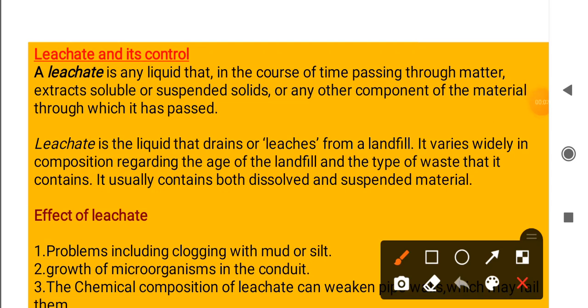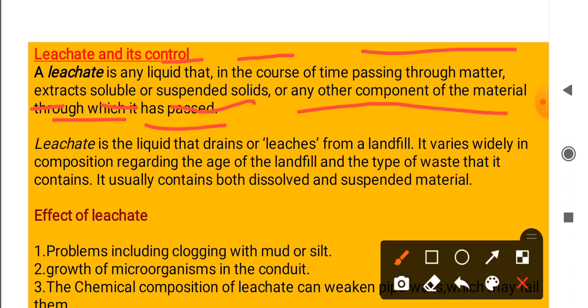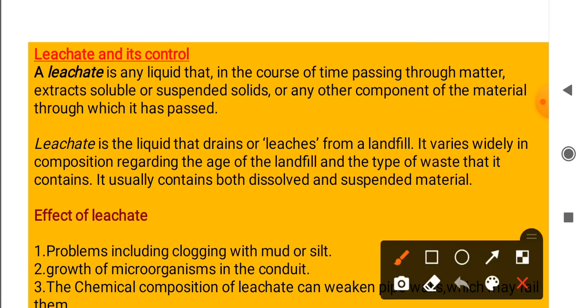Leachate and its control. Leachate is any liquid that, in the course of time, passes through matter and extracts soluble or suspended solids, or any other components of the material through which it has passed. Another definition is that leachate is the liquid that drains or leaches from a landfill. It varies widely in composition depending on the age of the landfill and the type of waste it contains. It usually contains both dissolved and suspended material.